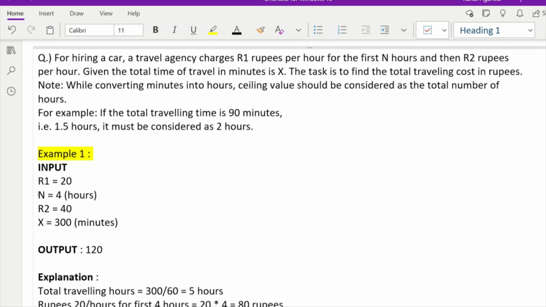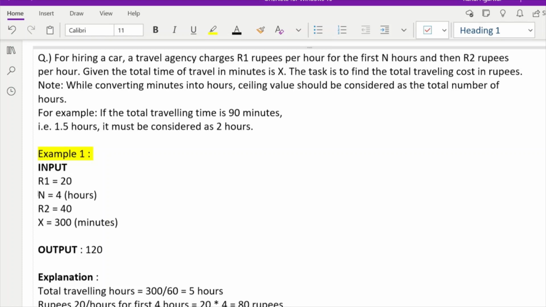A note is given. While converting minutes into hours, the ceiling value should be considered as the total number of hours. For example, if the total traveling time is 90 minutes, that is 1.5 hours, it must be considered as 2 hours. So one point to note in this question is whatever the minutes given to us, we have to take the ceiling value in hours.